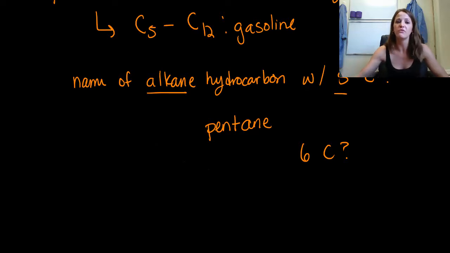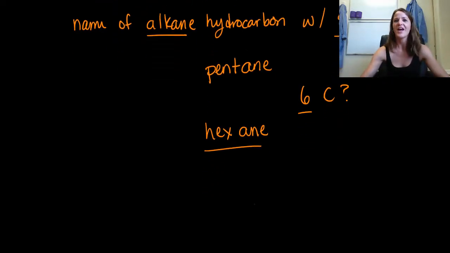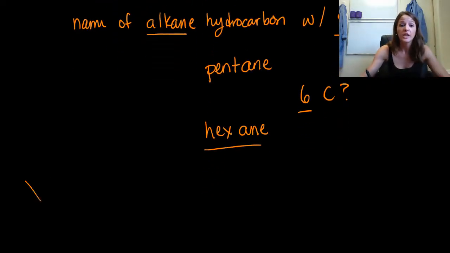But same method as before. It's an alkane, so we're going to end with A-N-E. There's 6 carbons, so we use the prefix hex, and so we end up with something called hexane. It's beautiful. You use it a lot in lab. It's awesome. It actually smells kind of cool, too. I'm the chemist.